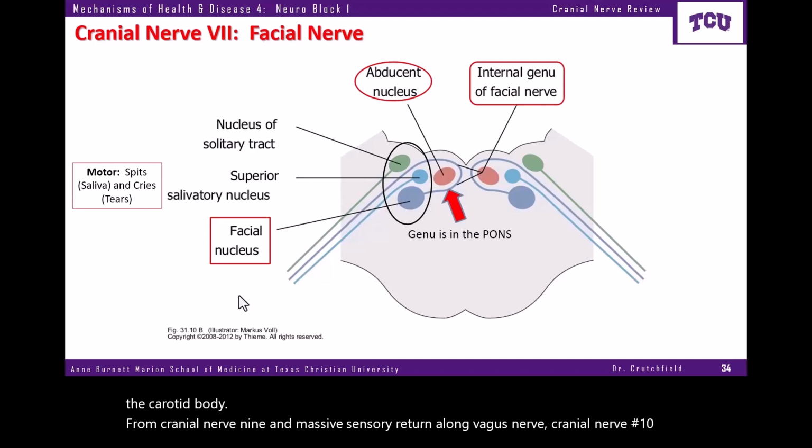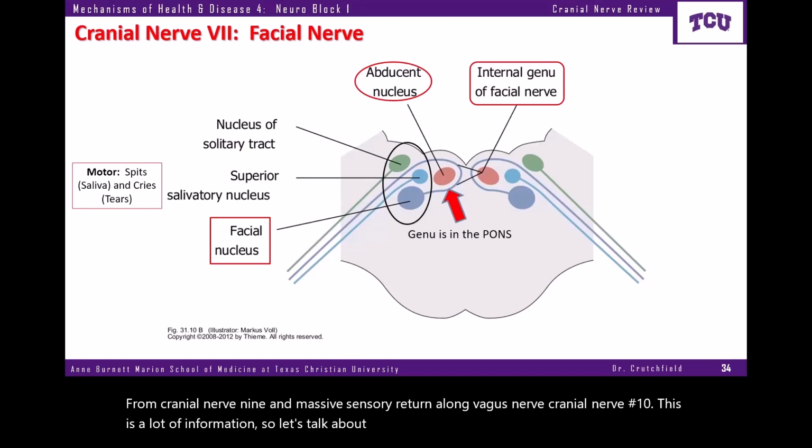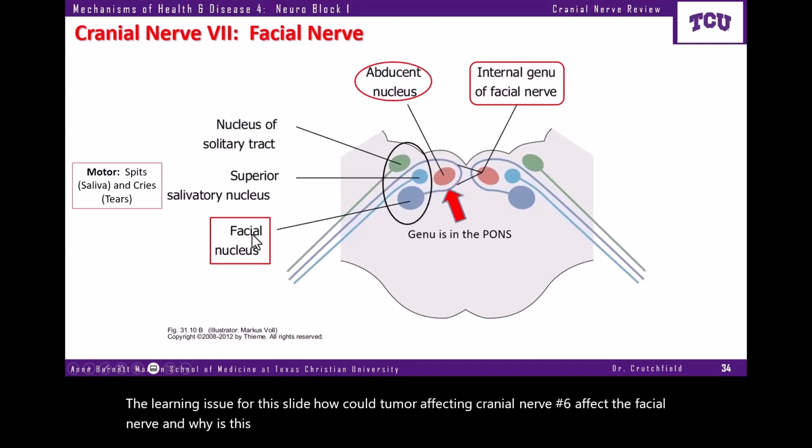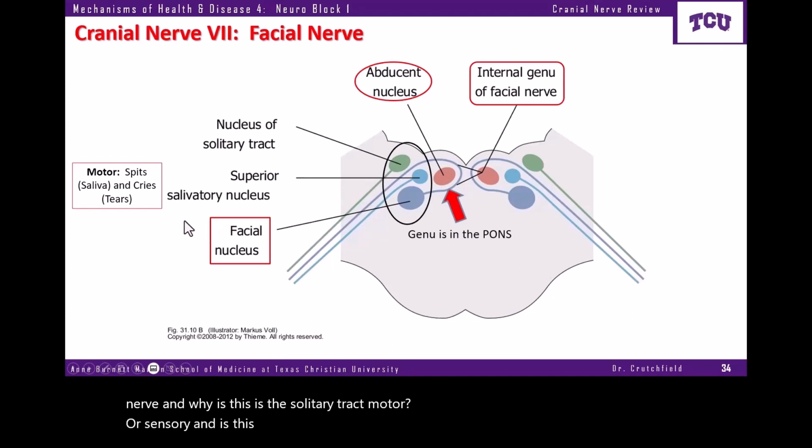This is a lot of information, so let's talk about some of the clinical relevance. The learning issue for this slide, how could a tumor affecting cranial nerve number 6 affect the facial nerve? And why is this? Is the solitary tract motor or sensory? And is the salivatory tract motor or sensory?